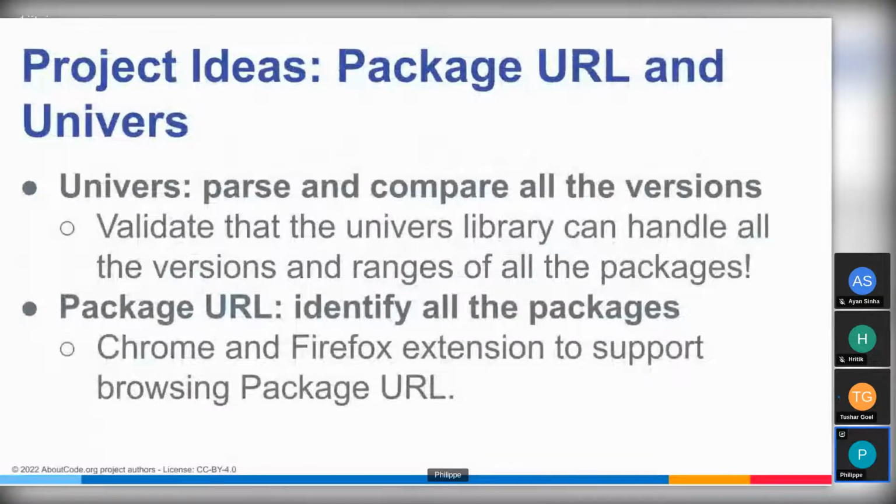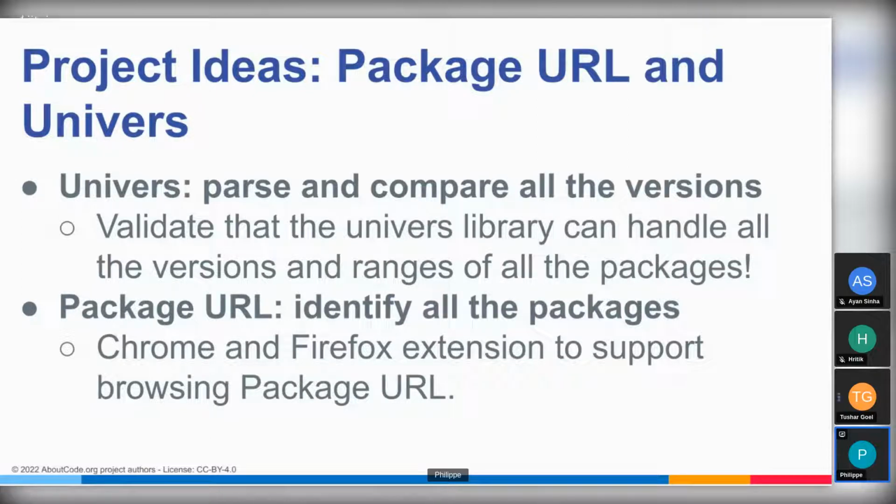Package URL and univers. So univers is a library that's used to parse and compare all the versions. Like we can easily store and locate our versions there. So basically, the aim of this project is that our univers library can handle all the versions and ranges of all the packages. VulnerableCode is a major consumer of univers, so there we store the affected packages. So we want to be able to validate univers there.